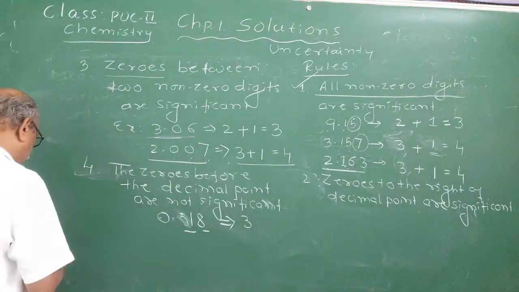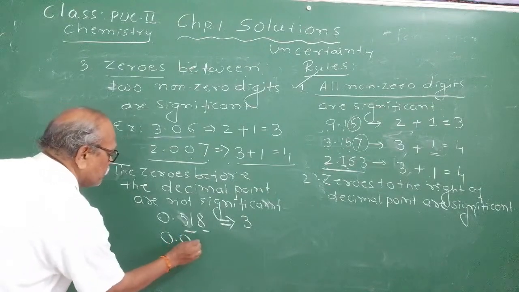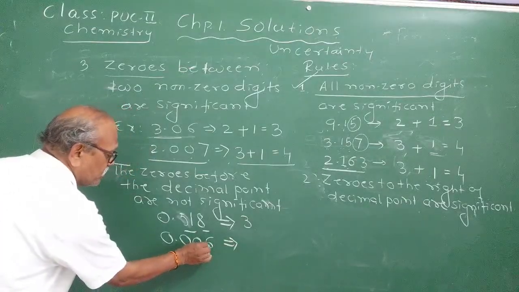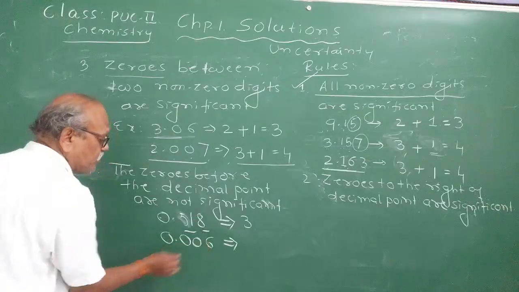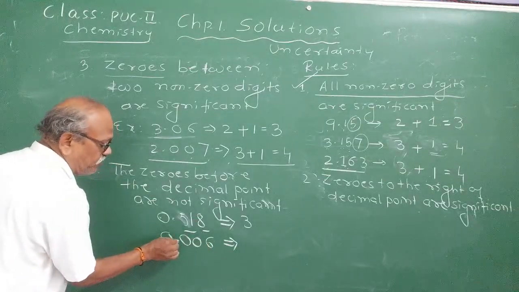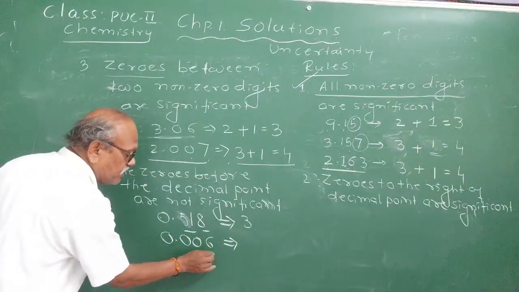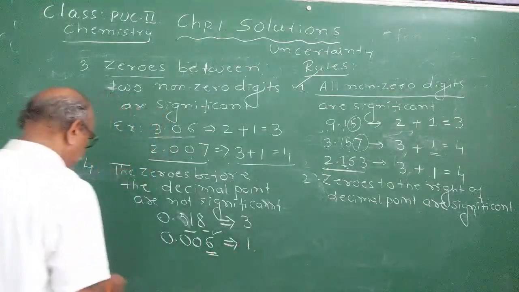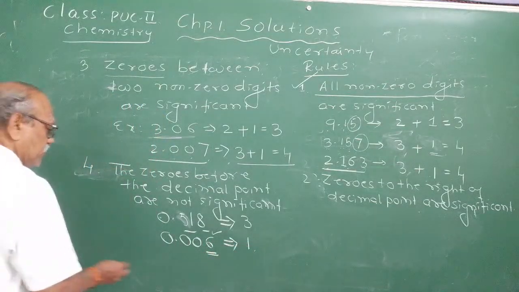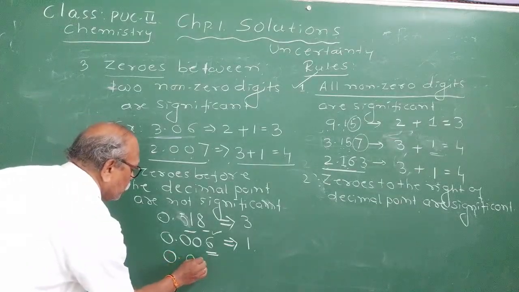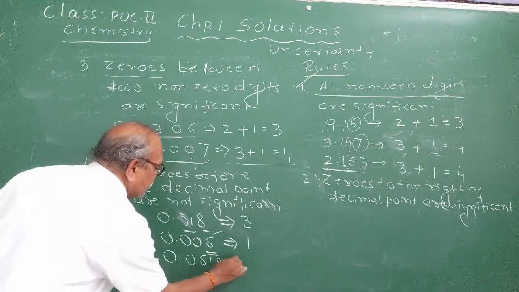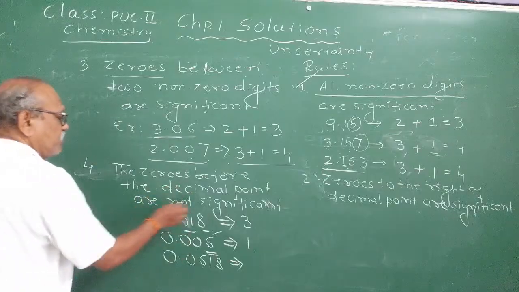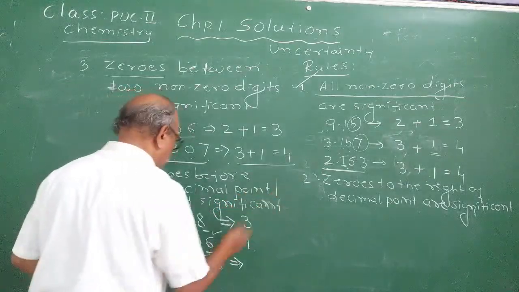It is understood henceforth. So if I take 0.006, how many significant figures are there? So the zeros before the first non-zero, which is the first non-zero? After the decimal point, first place is 0, second place is 0, and the non-zero digit starts from 6 only. Therefore, the number of significant figures will be 1 here. I hope you got the answer, right? So 0.0618, how many significant figures are there? Zeros before the first non-zero are not significant.